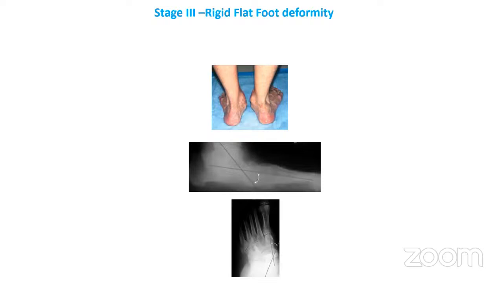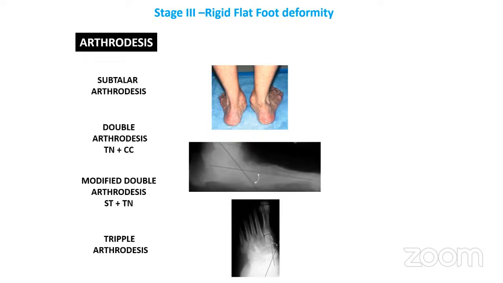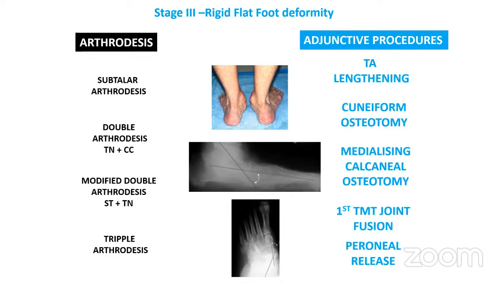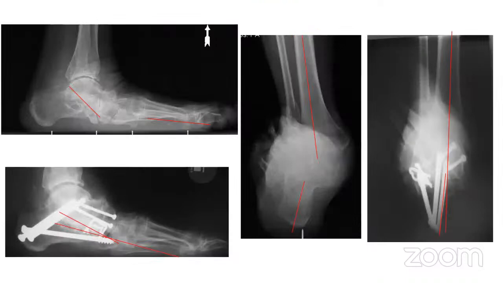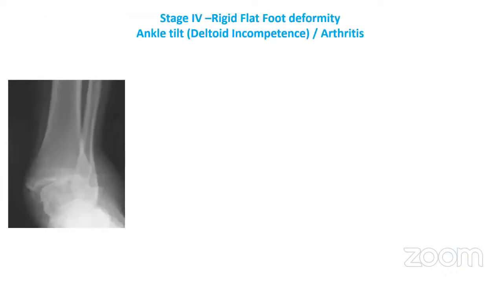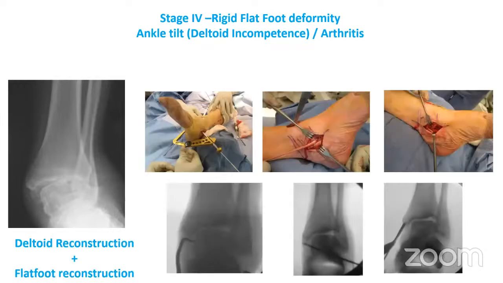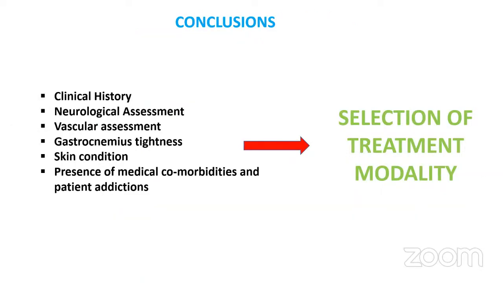In case this is very progressive, and we are seeing the patient in the final stages, we could plan for arthrodesis involving the joints which are completely arthritic, or we may have to plan adjunctive procedures. And in very final stages, we might end up performing ankle fusions or even TTC fusions in these patients. And if it is a stage 4 with deltoid incompetence, we would have to address that by performing a deltoid reconstruction, in addition to the flatfoot reconstruction. So these are the treatment selections.